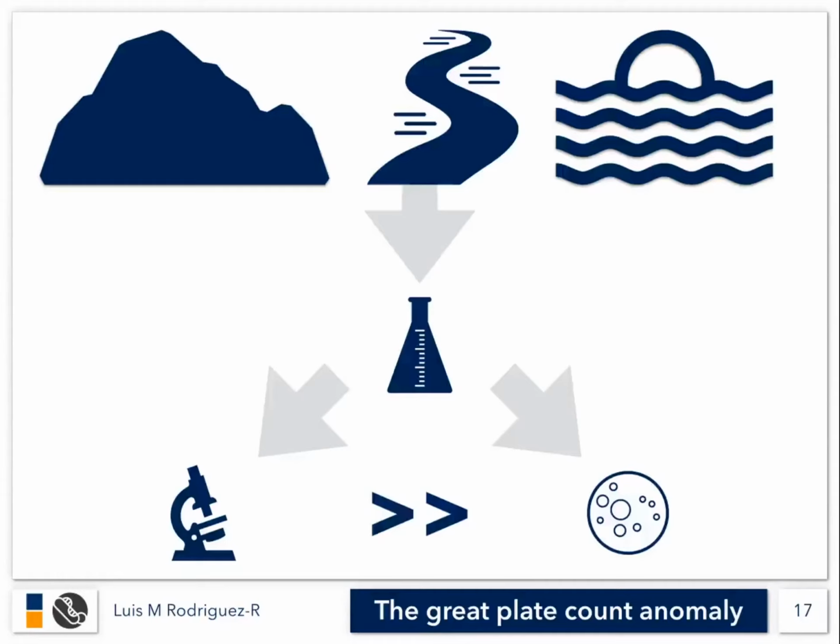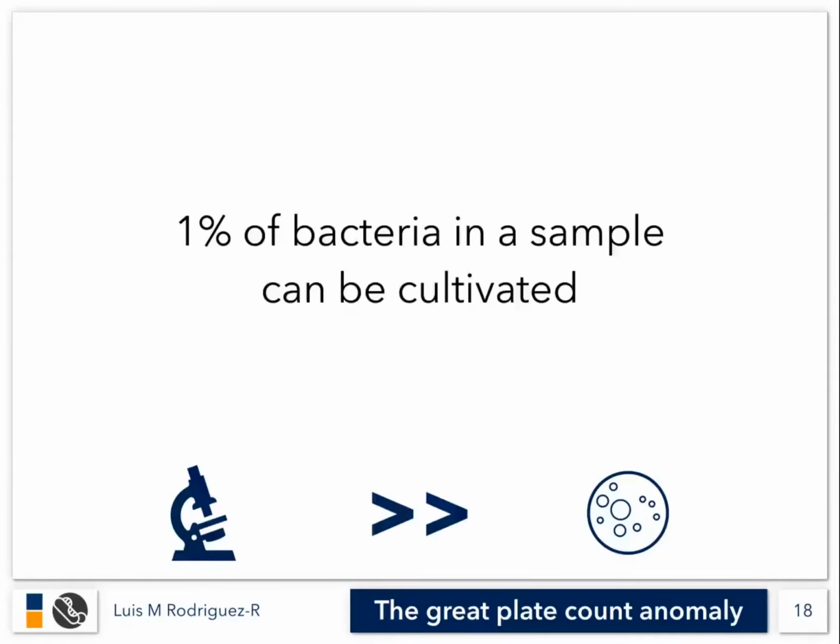Problem is, they don't add up. Those two estimates are very, very different. The number of cells that we can see directly without cultivation is much, much larger, orders of magnitude larger than the number of cells that we can count by cultivation. In fact, this effect is so general, so universal, so prevalent and so strong that it gets a catchy name. It's called the Great Plate Count Anomaly.